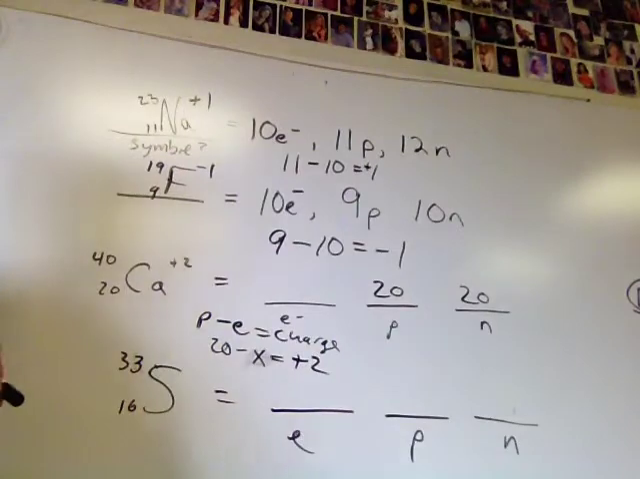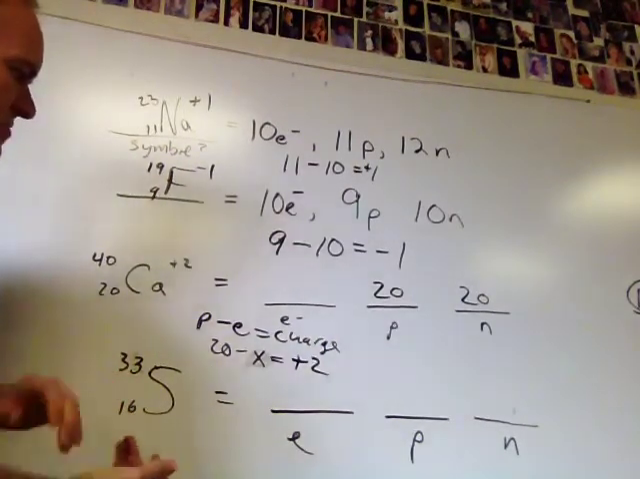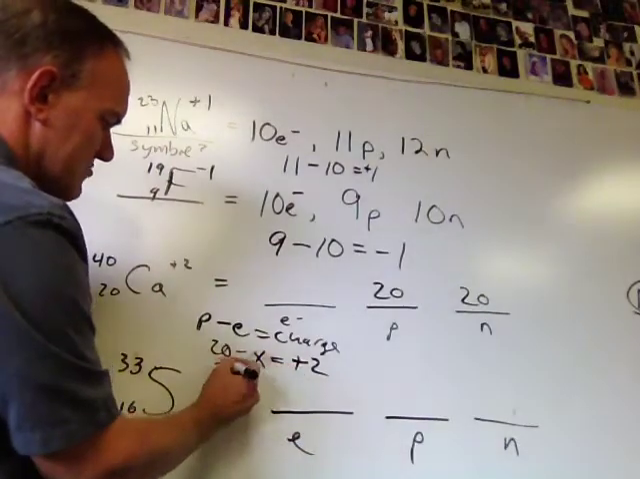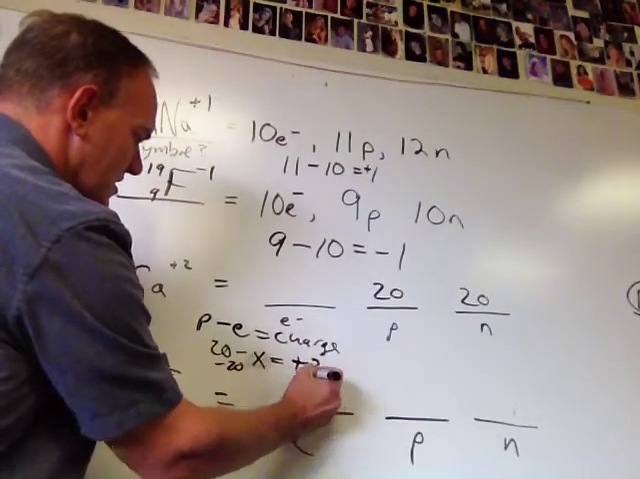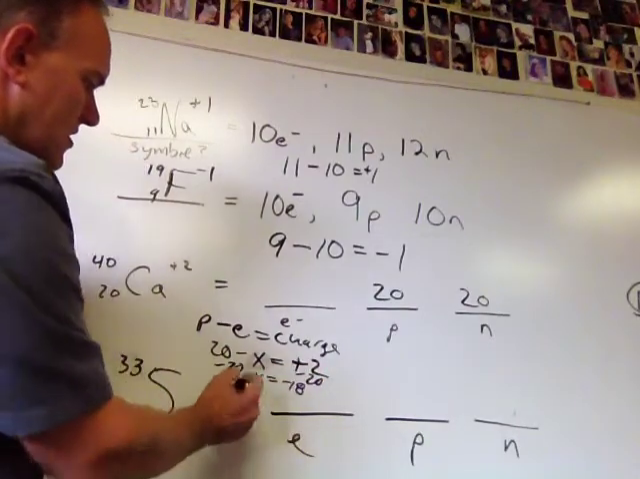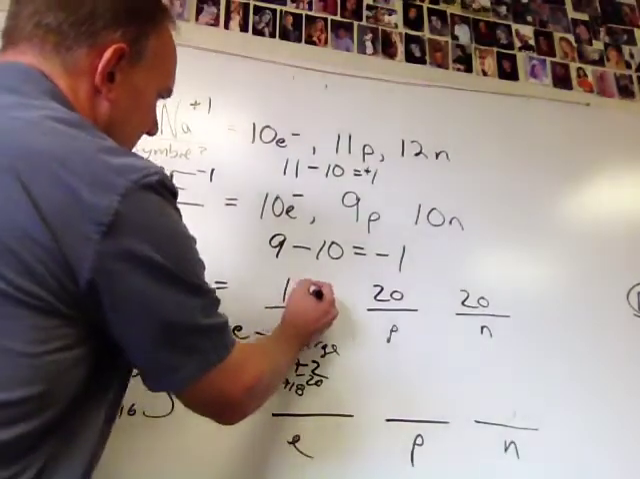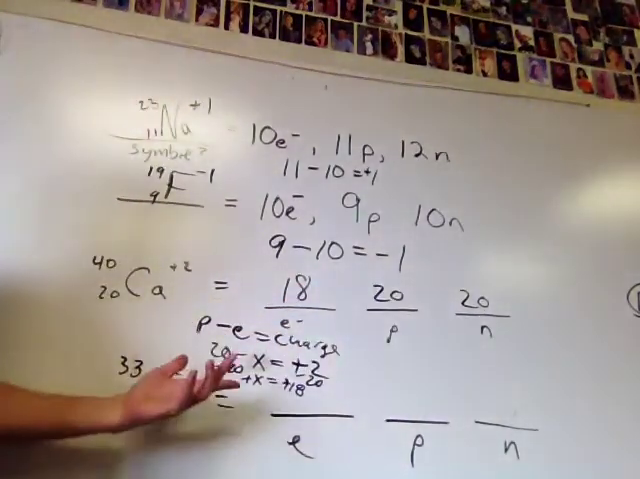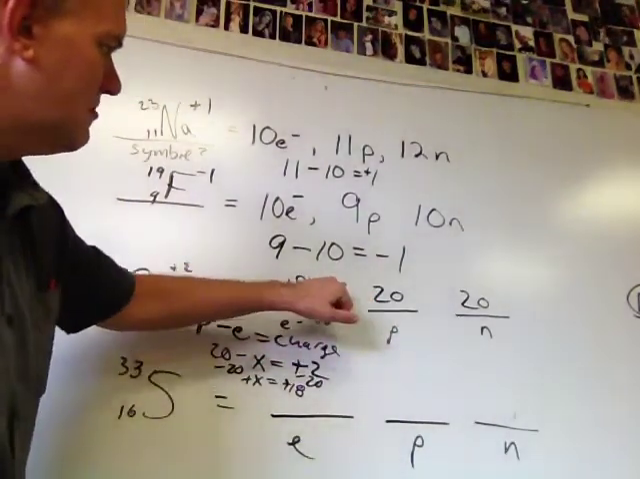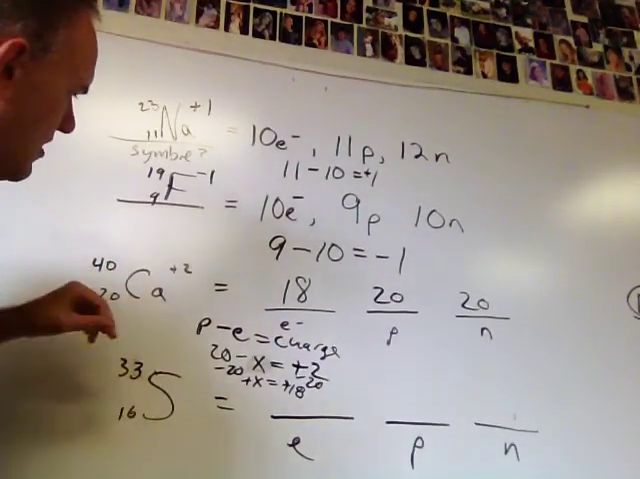And so then we say, well, what is x then? Well, we're going to subtract 20 from both sides. We get negative x equals negative 18, or positive x equals positive 18, or that there are 18 electrons. And that makes sense because 20 minus 18 does equal 2. So that would be that.